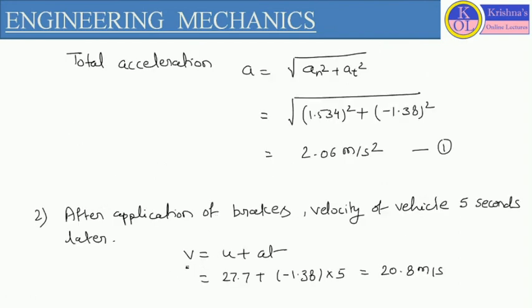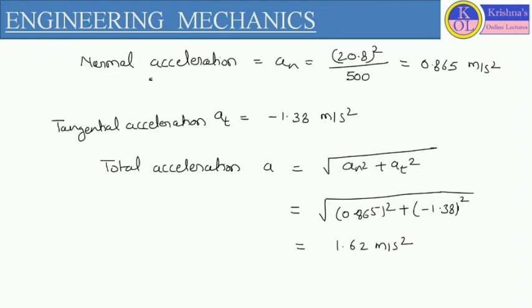So the velocity will be defined by equation v equals u plus at. So here we have initial velocity 27.7 and after application of brake, here we will consider the velocity as 27.7 plus at. So at is represented as tangential acceleration. So it will be minus 1.38 into 5. So the final value of v is 20.8 meter per second, that is representing the velocity of vehicle 5 seconds later. So on the basis of this velocity, we will define normal acceleration.